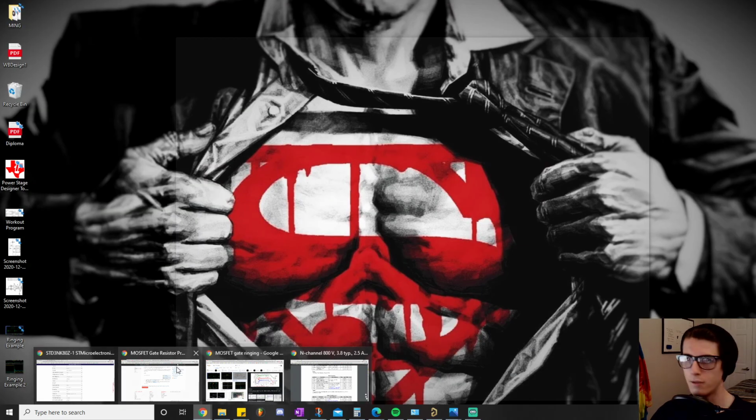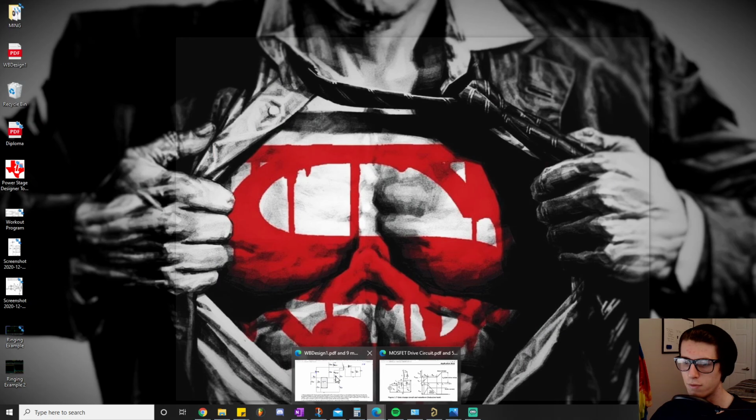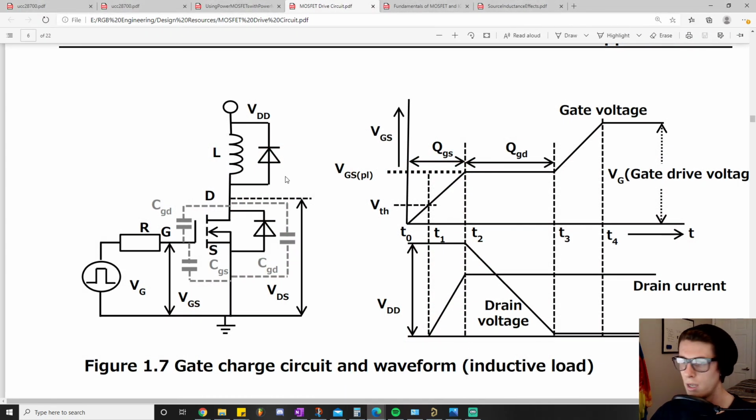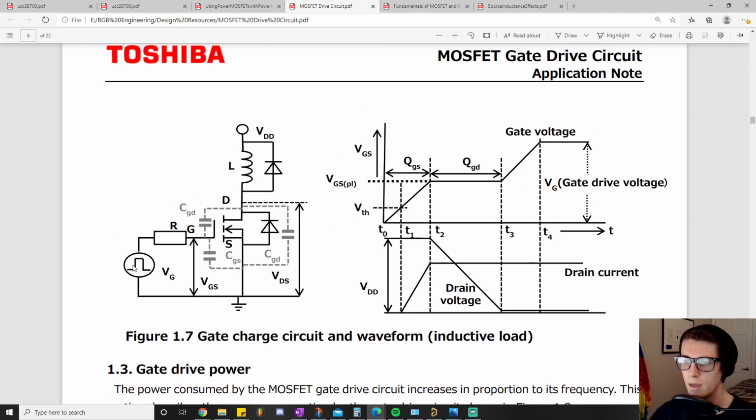Let me see if I have this. This is the data sheet for the MOSFET that we used in that project. Input capacitance is mentioned on the data sheet, and here we can see the input capacitance of the MOSFET that we used is around 485 picofarads. Going back to the diagram, just know that these two together form what is known as the CISS value, and it's what we just looked up.